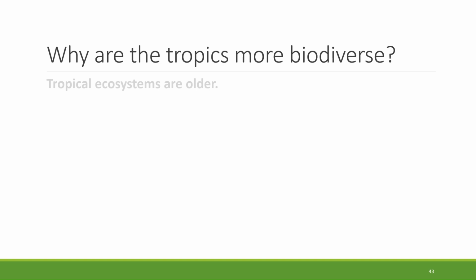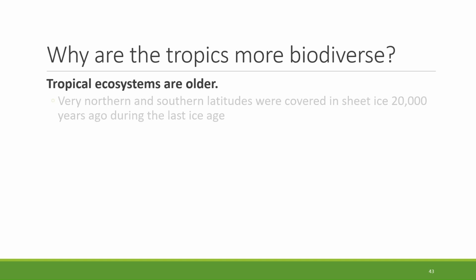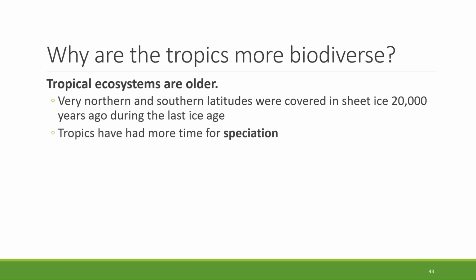One of them has to do with the fact that tropical ecosystems are older than temperate ecosystems, meaning they've existed in their current state for longer. And that is because 20,000 years ago, the temperate zones of North America were covered in sheet ice, which means there were no ecosystems there at all. There was just ice. So the tropics have had a longer time for development, which means they've had a longer period of time and more opportunities for speciation, which, remember, is the process of new species forming.